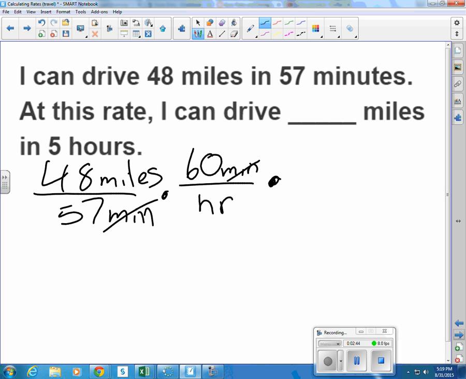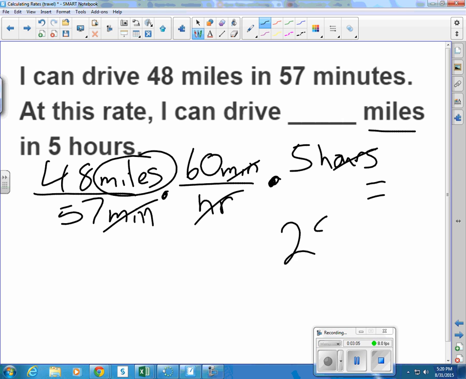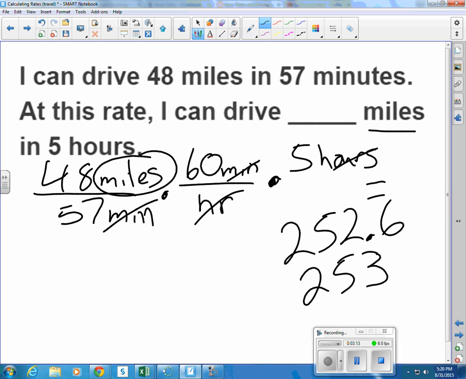But I don't want miles per hour, I want miles. So if I multiply by the 5 hours, then the hours cancel and it'll just be miles, the only units that are left. 48 times 60 times 5 divided by 57 turns out to be 252.6. 253 is the closest whole number of miles. Either one would be counted correct on the computer on a Canvas quiz.